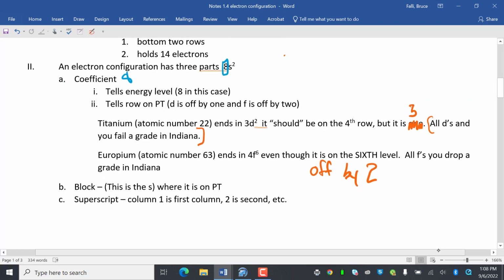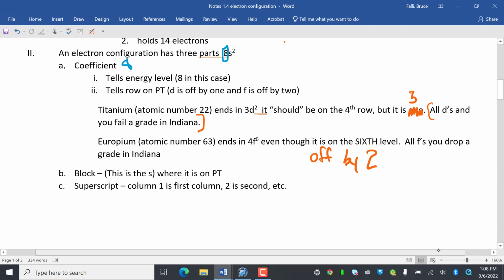The block is the letter. This is the S in this case, where it is in the periodic table. So S, P, D, F are the blocks. So if I ask what block it is, you can do that. Superscript, so again, if I had 8S2, this up here is my superscript, okay?